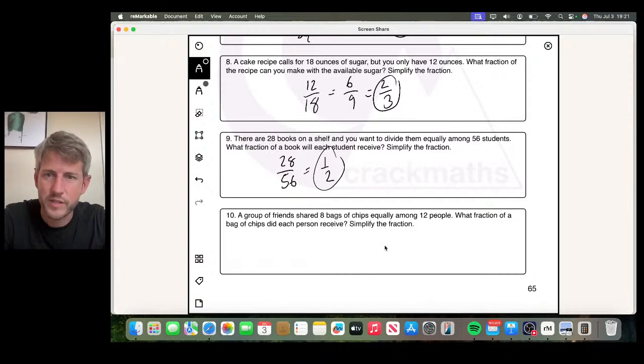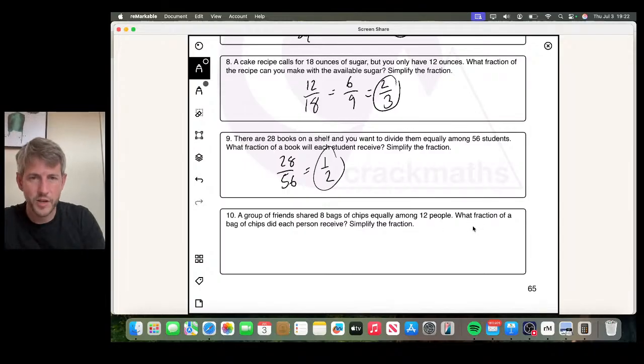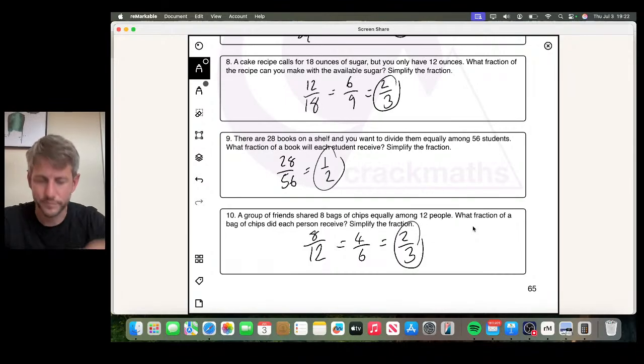And lastly, question 10, and this says, a group of friends shared 8 bags of chips equally among 12 people. What fraction of a bag of chips did each person receive? Simplify the fraction. So they've got 8 bags and they shared them between 12 people. So that would be 4/6, 2/3. So they all got 2/3 of a bag of chips each.